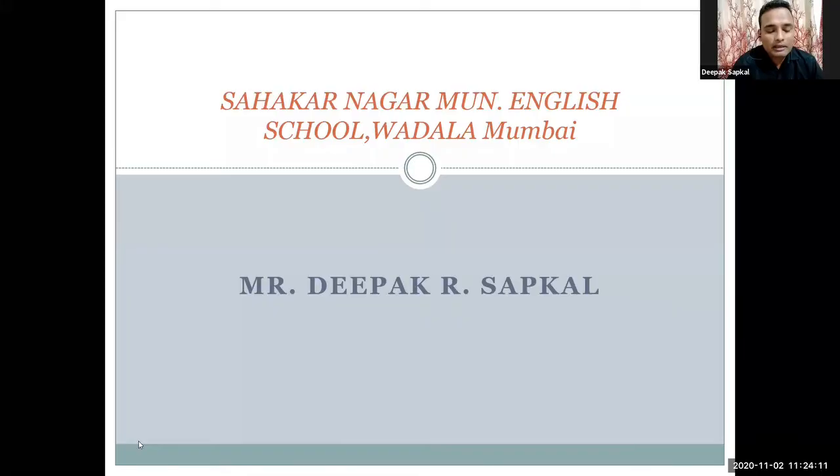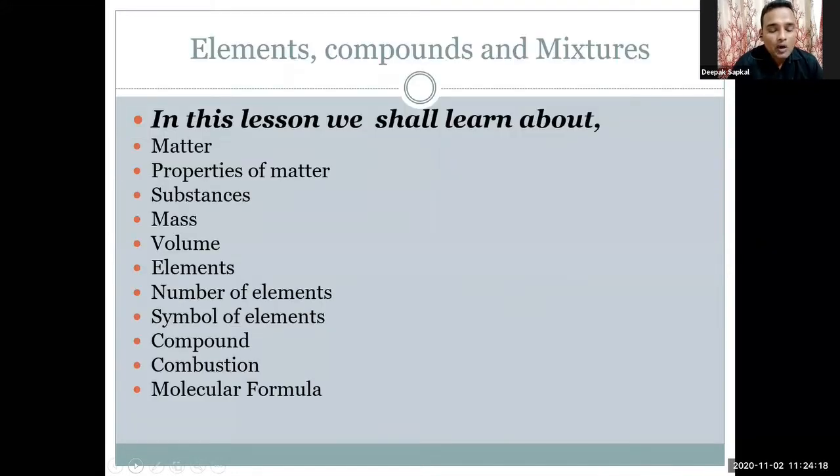Before starting the lesson, some questions have been given. Before going to the lesson, what are we going to learn? At the end of this lesson, you will be clear on the things given on the screen. After finishing the lesson, you can clarify what matter is, what the properties of matter are, then substances, to whom we can call substances, what mass and volume are, elements, number of elements, symbols of elements. How can we give a symbol to the elements? Then what a compound is, what combustion is, and the last point, molecular formula.